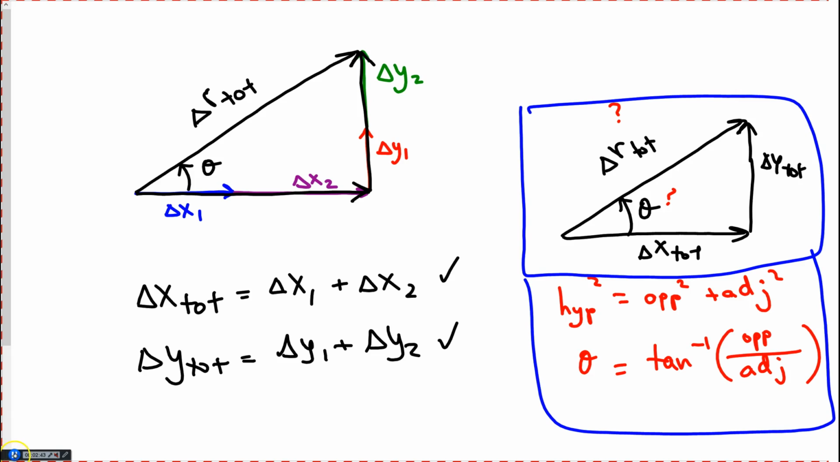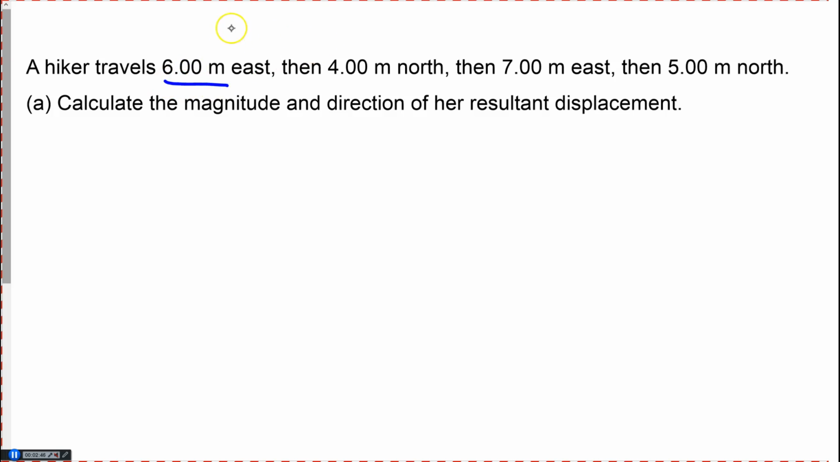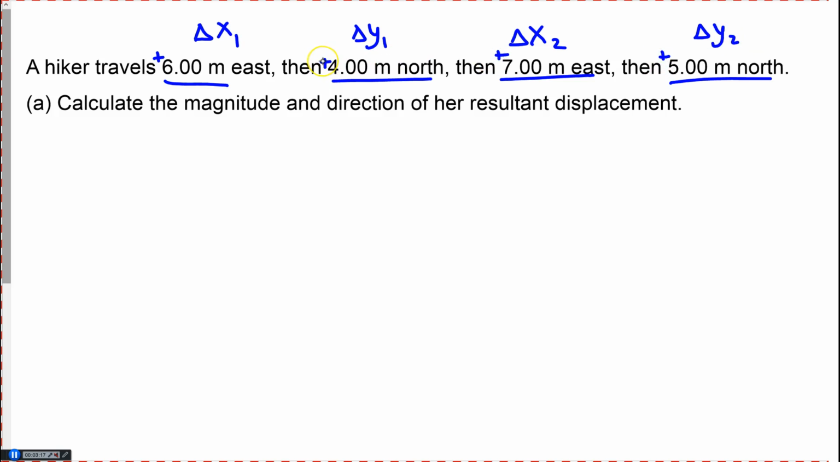Okay, let's see an example. A hiker travels 6 meters east. East means positive, and that's a delta x or y? East is on the x-axis. That's the first way that she moves along the x-axis. Then she travels 4 meters north, that's up, so that's positive, and that's on the y-axis. She has a second displacement along the east direction, so that's another x displacement. And then she travels 5 meters north, that's the y-axis. North is positive, east is positive. Okay, all of these are positive.